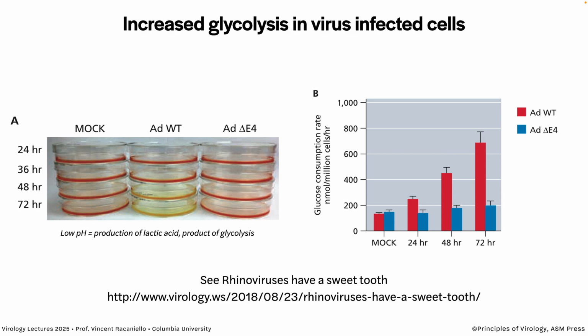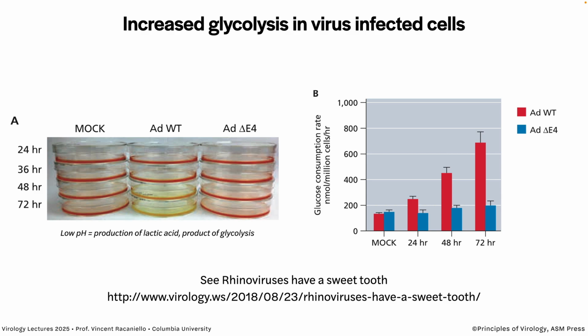So here's an illustration of what viruses do. Here we have cells infected with adenovirus. We have mock-infected cells, adeno wild type, and a deletion of E4 that prevents replication. It's an early gene. And these are little six well plates, and they have a red dye in them, which is phenol red that turns yellow when the medium gets acidic. You use this as an indicator to make sure your cells aren't too acidic. So look what's happening in the wild-type virus-infected cells. By 48, 72 hours, the medium is turning acidic.